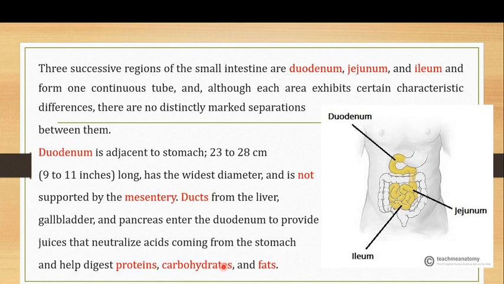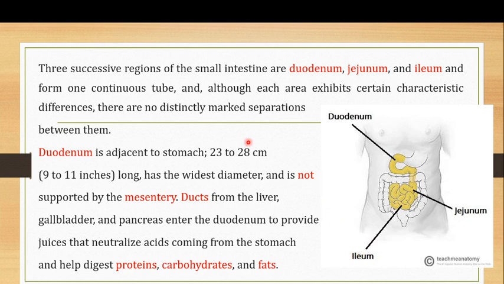Now the small intestine is usually divided into three successive regions. One is known as the duodenum, the other one is known as the jejunum, and the third one is known as the ileum. So the first part is known as the duodenum, that is followed by the jejunum, and the third and the last part of the small intestine is called the ileum.